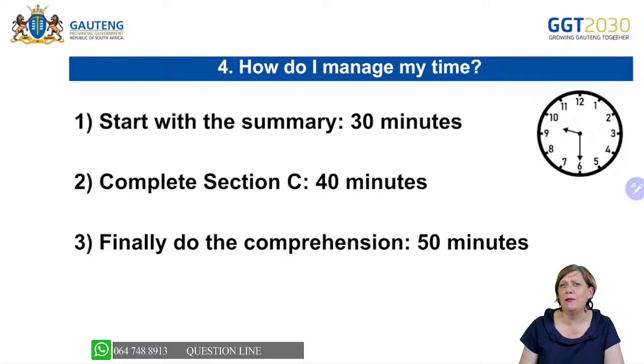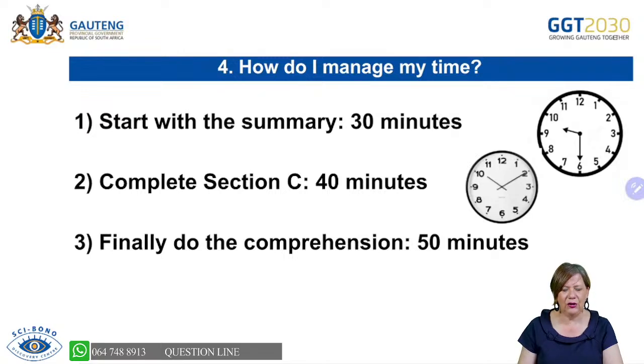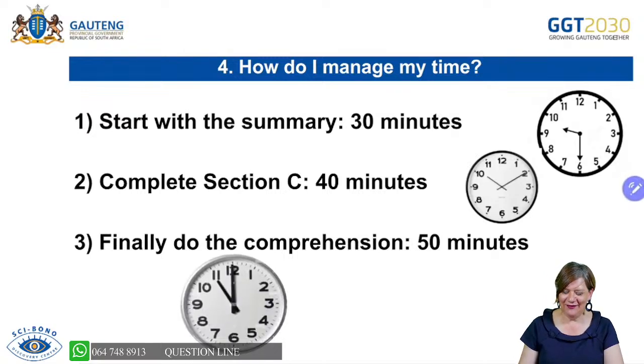Now that's another 40 minutes. So if we started with a summary at 9:30 and we go on to section C, that will take us up to 10:10. That's why I'm saying you really need to manage your time. Watch the clock. Doesn't mean you have to get stressed about it. I'm just saying manage your time. And then finally, you've got 50 minutes left to do your comprehension. So if we start by 10:10, we will end up perfectly at 11 o'clock.